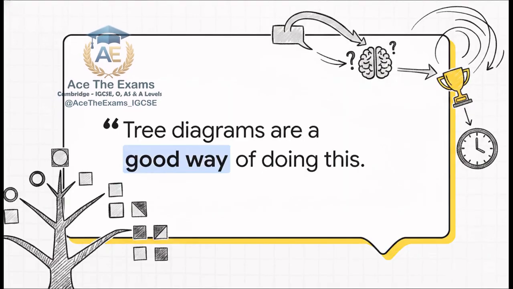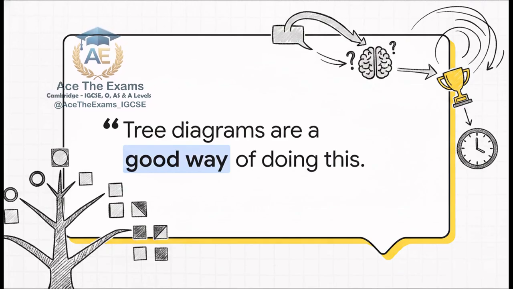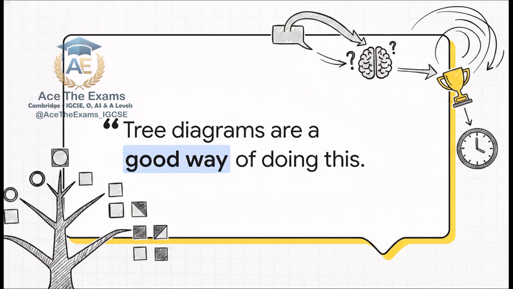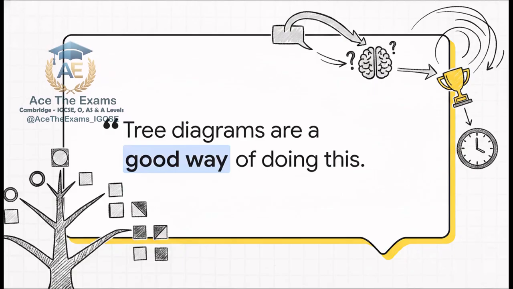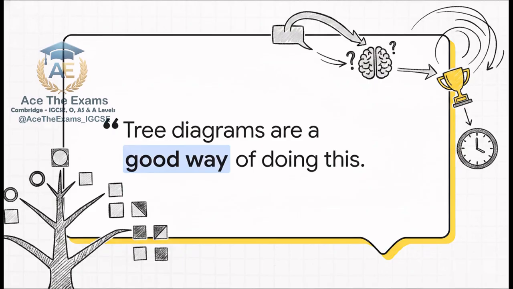Which brings us perfectly to this quote from our foundational source text. "When more than 2 combined events are being considered, tree diagrams are a good way of doing this." Honestly, I think that's a bit of an understatement. They aren't just a good way, they are literally the ultimate way to bring order to mathematical chaos.